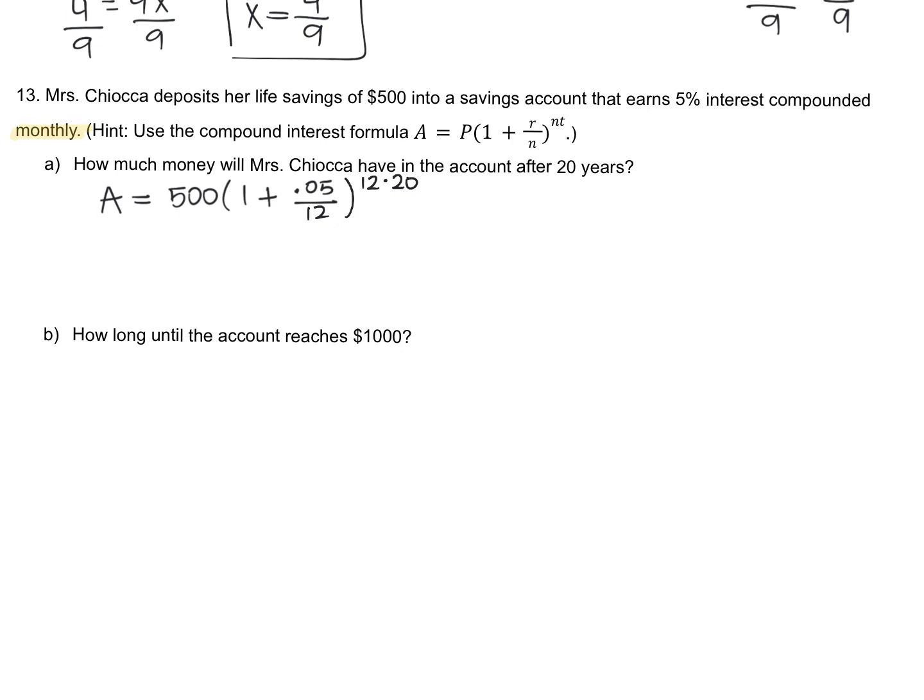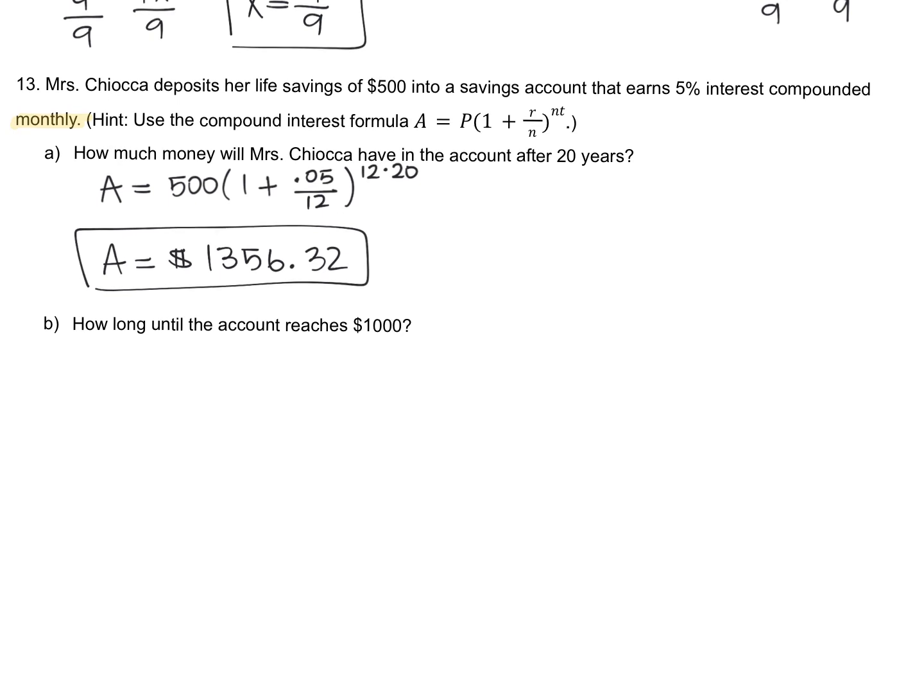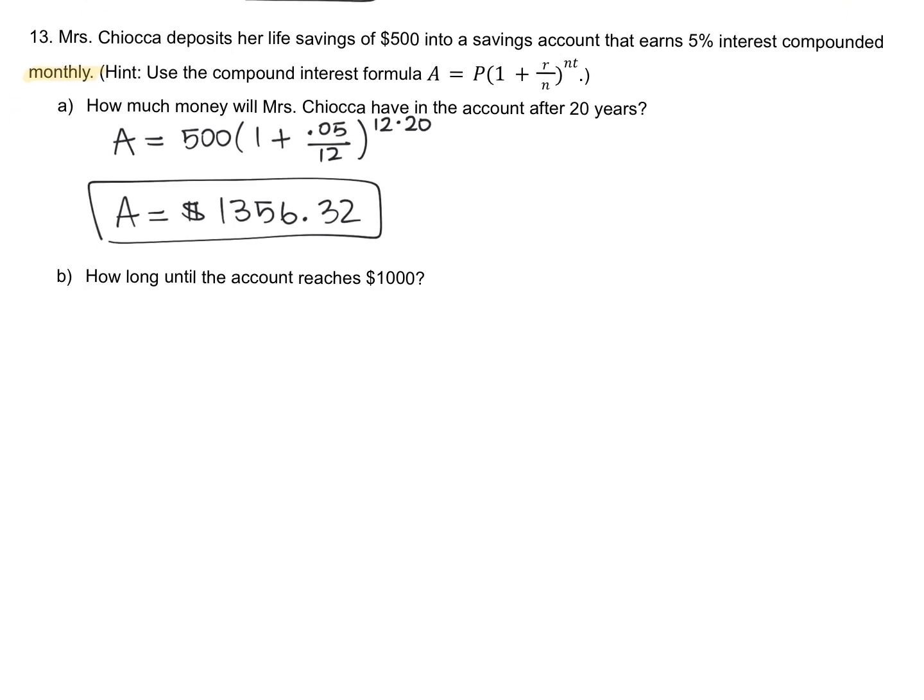So now that I have the equation, I'm just going to go ahead and plug it into my calculator. Do not do this in steps. I want you to have the most accurate answer possible, so don't break it down into steps. Type it all at once. We get $1,356.32. It is important here that you remember the units, so the $ sign for money, and you only round to 2 decimal places because, again, it's money and it only goes 2 decimal places.